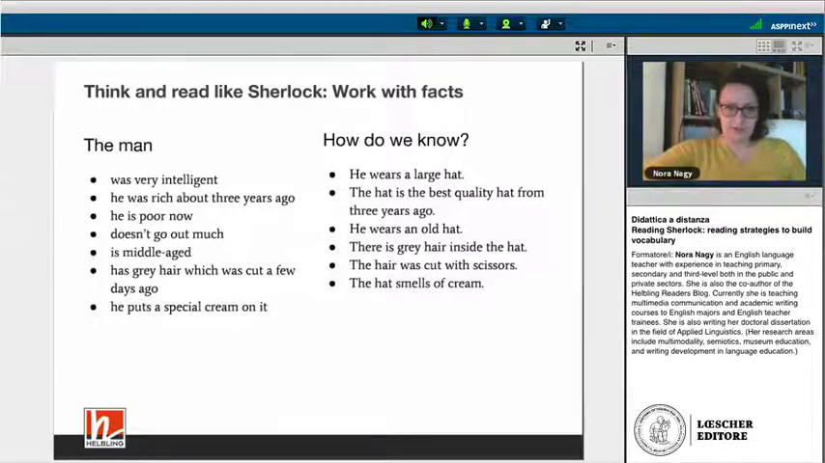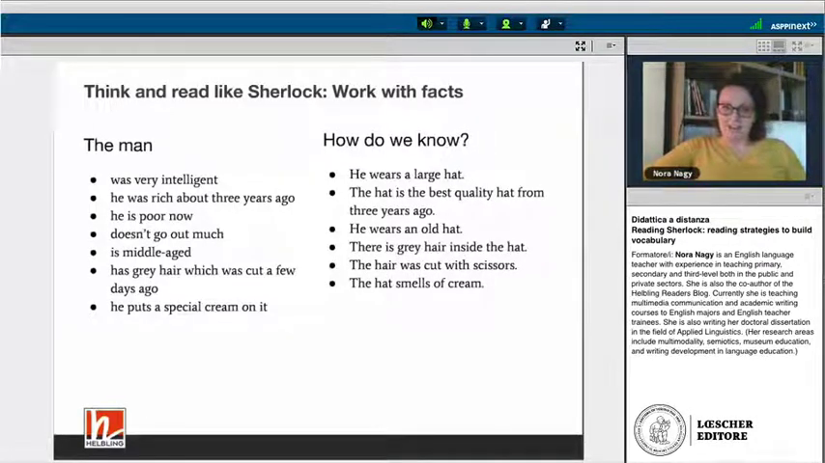So he was very intelligent. He wears a large hat. He was rich about 3 years ago. The hat is best quality from 3 years ago. And so on. So you can carry on collecting information this way. Nice.